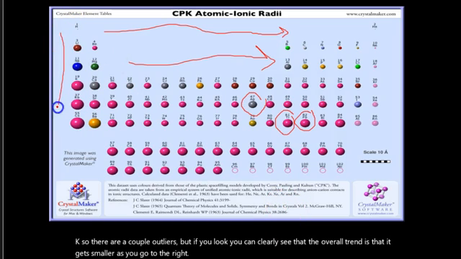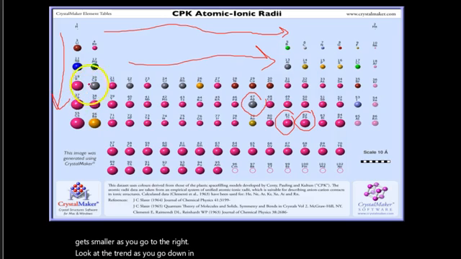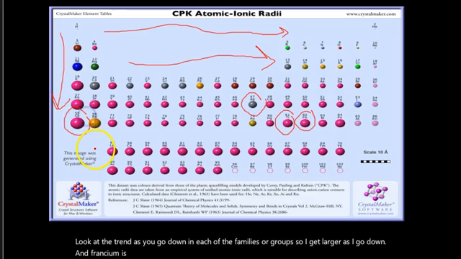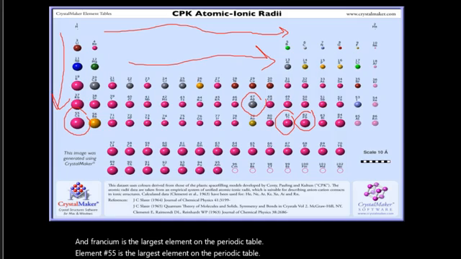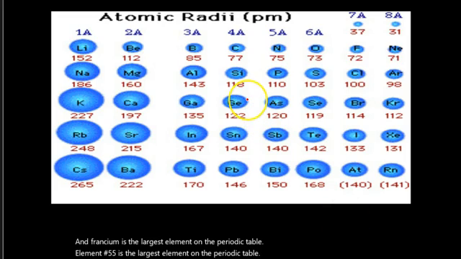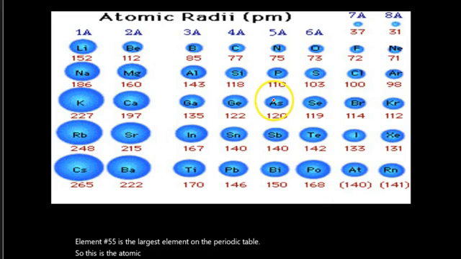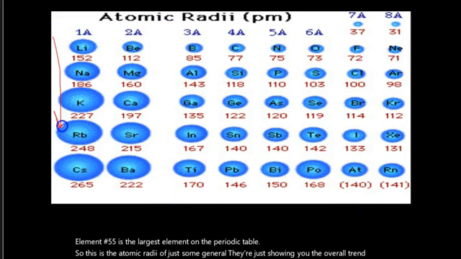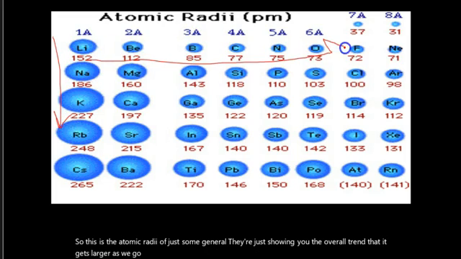Look at the trend as you go down in each of the families or groups. I get larger as I go down. And francium is the largest element on the periodic table. Element number 55 is the largest element on the periodic table. So this is the atomic radii, just showing you the overall trend that it gets larger as we go down and smaller as you go to the right.